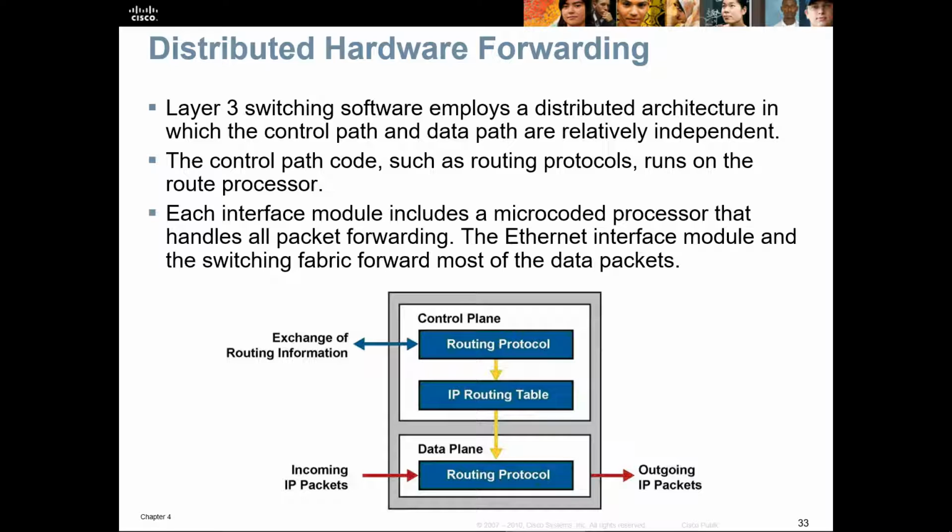Collecting the data path information, such as traffic statistics, from the interface module on the route processor. Lastly, handling certain data packets sent from the Ethernet interface module to a route processor.